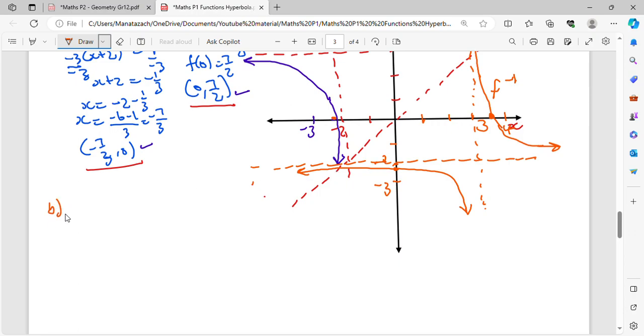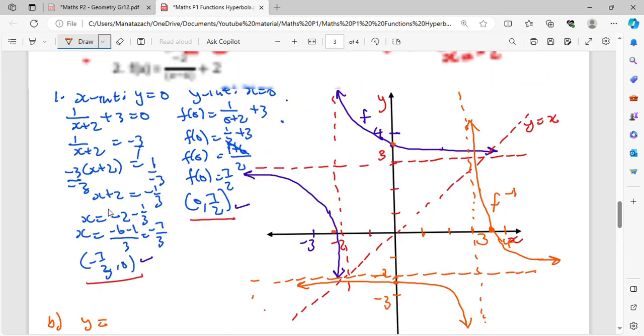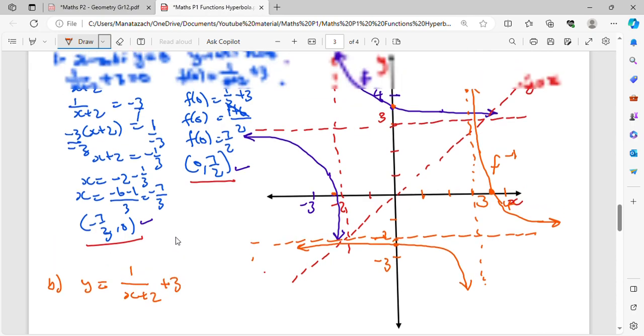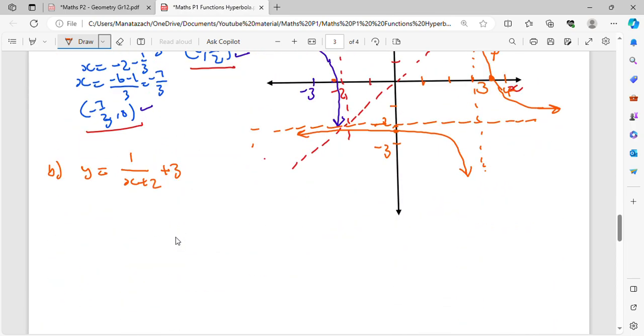Okay, question B, basically you need to write the equation of f in terms of y. So it's 1 over x plus 2, plus 3, right? We've captured it correctly. Yes, we did. Now, from here on, you swap x and y around, so this one will become a y instead of x. So it's 1 over y plus 2, plus 3. And then from here on, you're going to solve for y. So you subtract 3 from both sides.